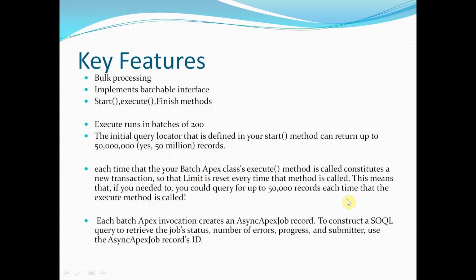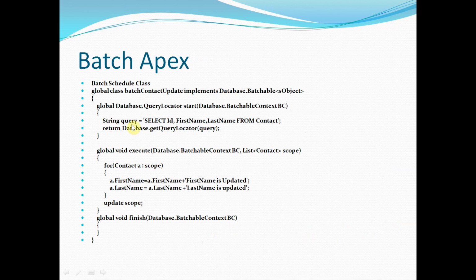So again, I'll repeat here. Bulk processing implements the Batchable interface, as you can see here, and it takes three methods: start, finish, execute. It runs in batches of 200. The initial query locator is defined in your start and can return up to 50 million. Now, each time your batch Apex execute method is called, it constitutes a new transaction. The limit is reset. So you can query up to 50,000 records each time the execute method is called. Up to 50,000 records can be queried in each of the execute calls.